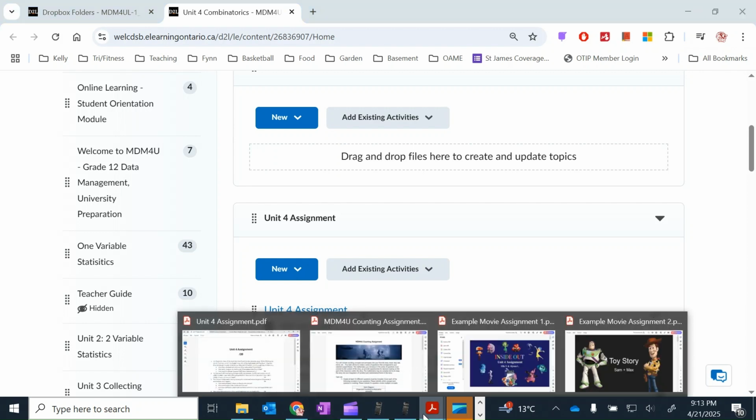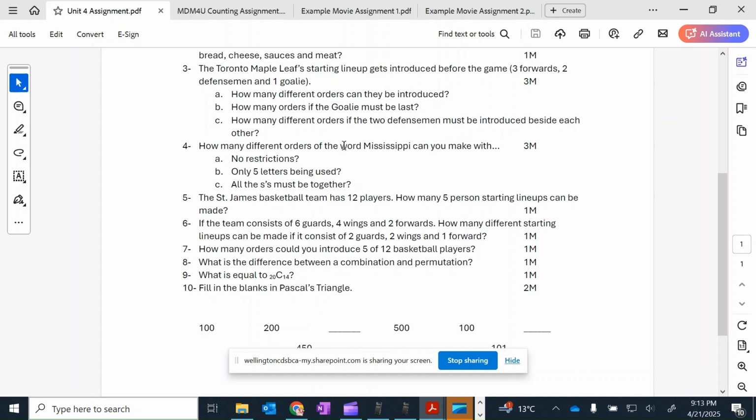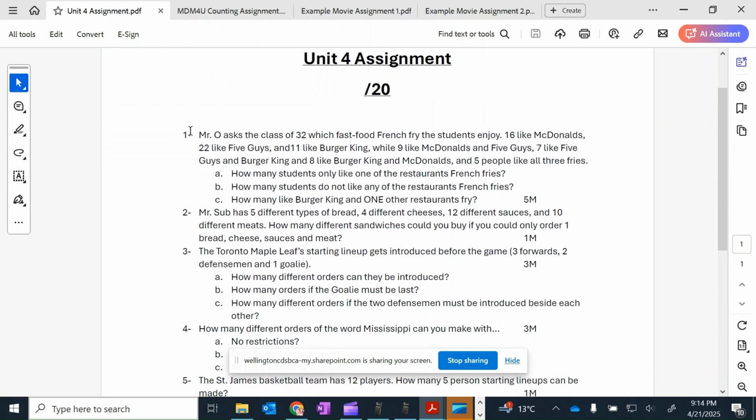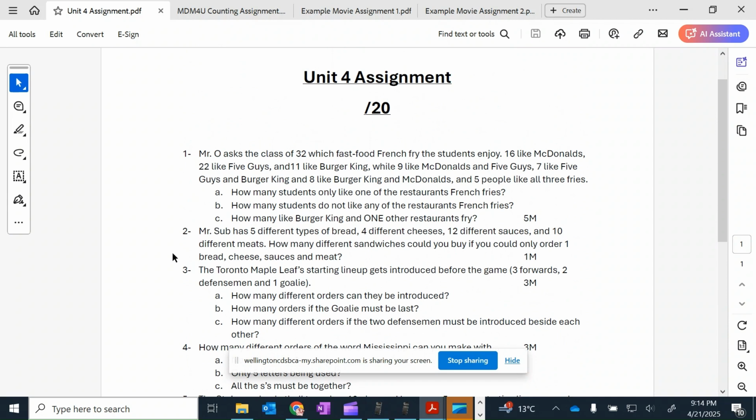Okay, the unit assignment looks like this. Okay, I will set due dates for this end of this week. But essentially, every lesson pretty much connects to one of the questions. So lesson 1, lesson 2, lesson 3 as we go through. So as you go through, do the practice, do a unit assignment question. Do a practice, do a unit assignment question.